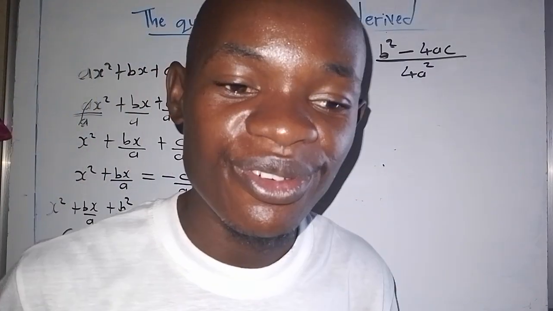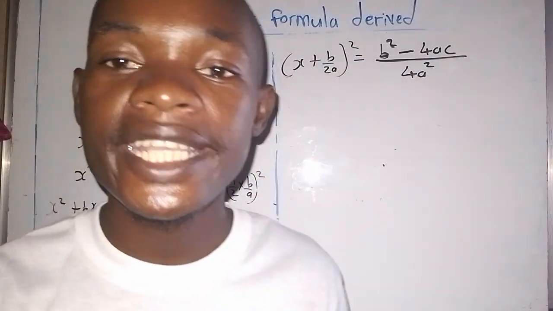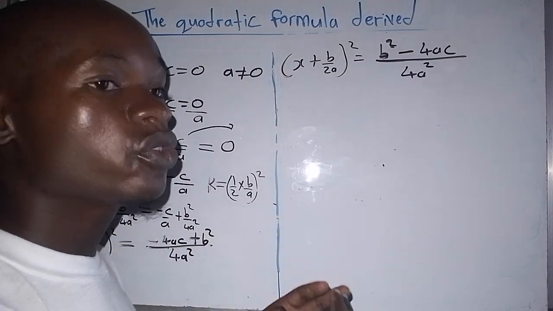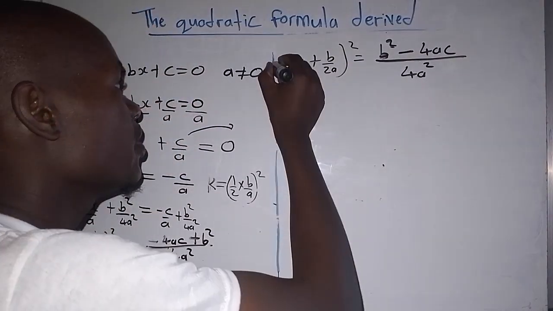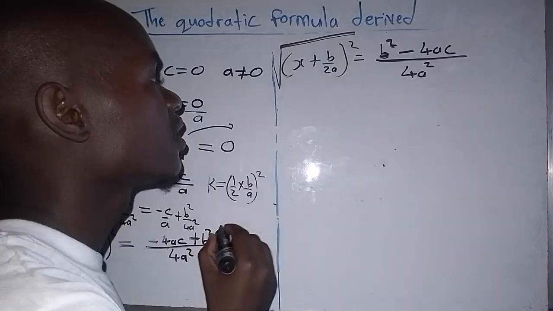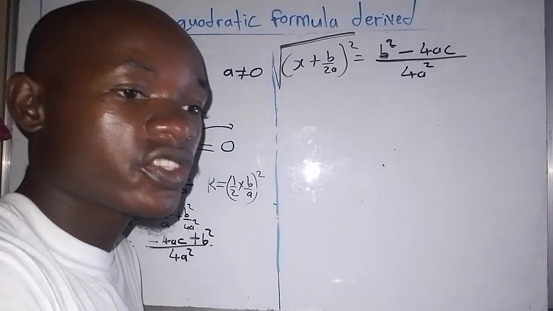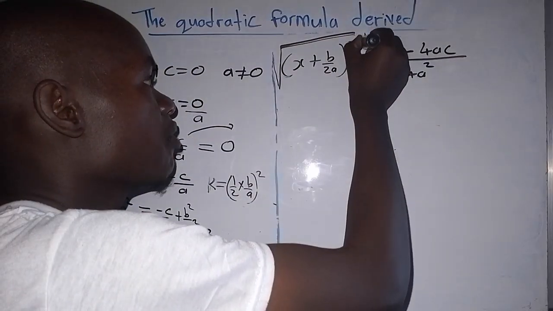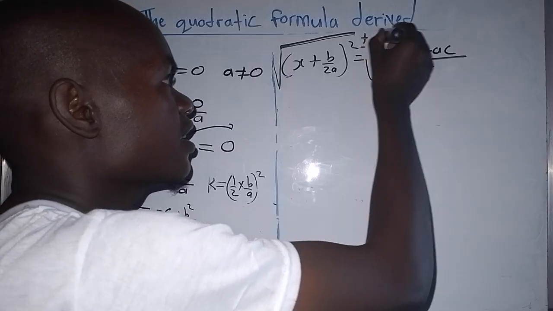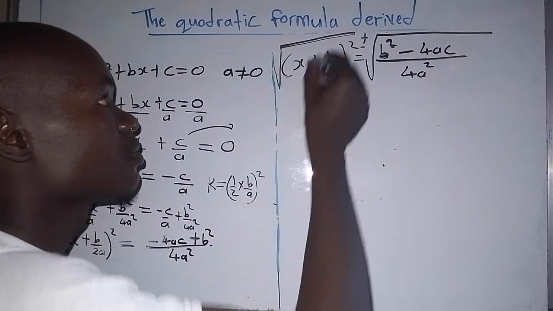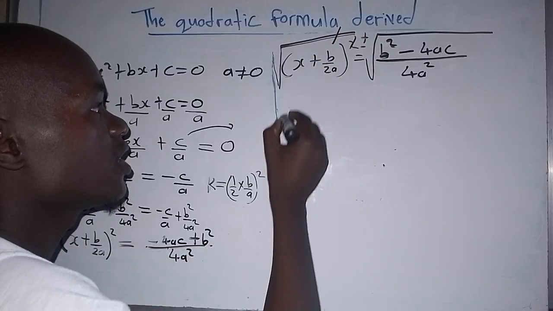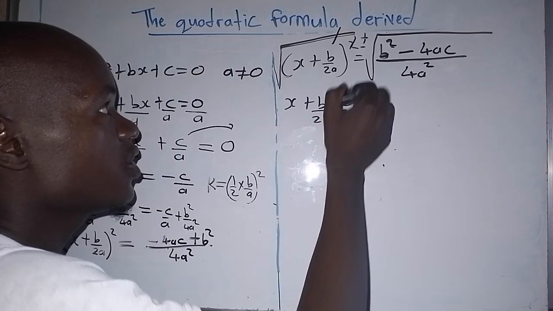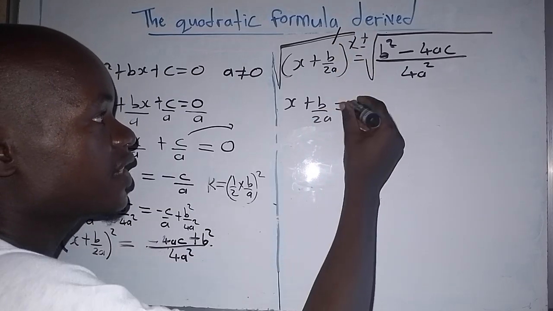When we reach here now, this is where the name completing the square is coming from. So you are going to introduce square roots to both sides of the equation. Take note, when you're introducing a square root to both sides of the equation, you use plus or minus. So I'll say plus or minus, again, a square root like that. You see that? So this square and this 2 will cancel. So what will remain is x plus b over 2a equals, on top here there is positive and minus, again square root.